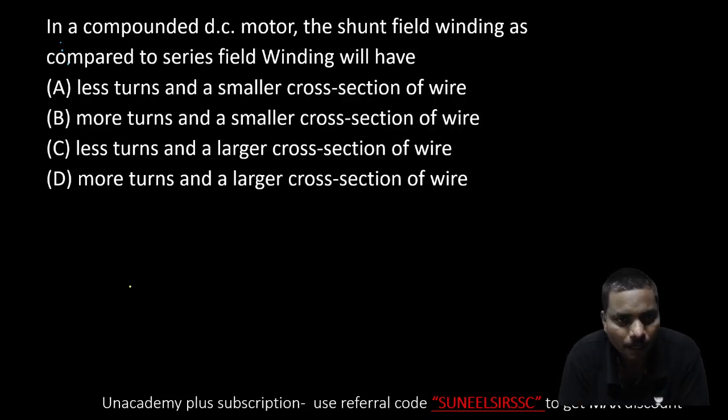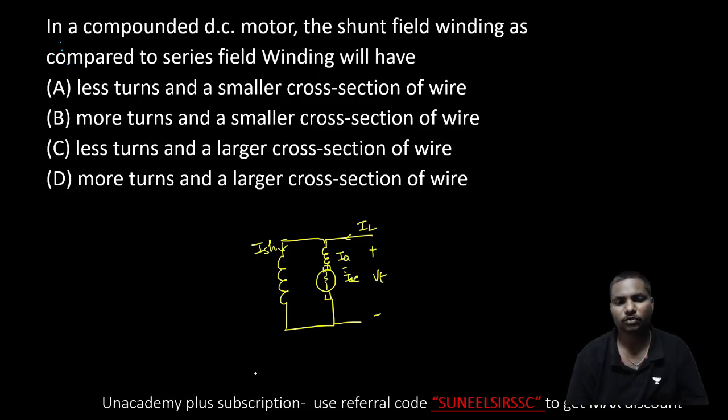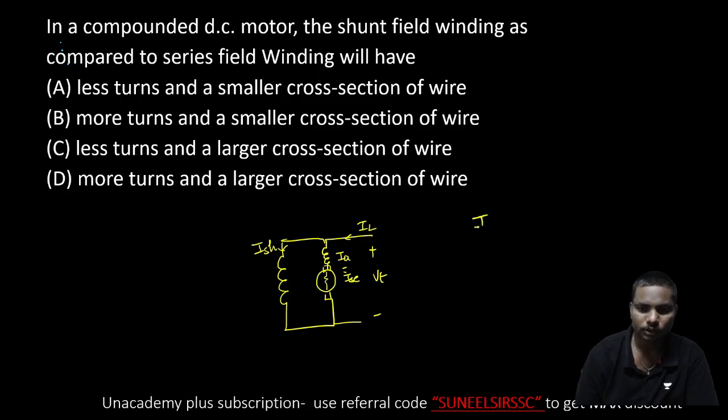In a compound DC motor, the shunt field winding as compared to the series field winding will have dash. Let us take a short shunt or long shunt, whatever it may be. Here I am taking the example as long shunt. Here they have given the motor. So this is the load current, this is the armature current, and this is the shunt field current. Armature current is also equal to series field current. Here we have armature resistance. So IA has to be more, correct? The shunt field current is always just 5 to 6% only. So IA is nearly 95%.